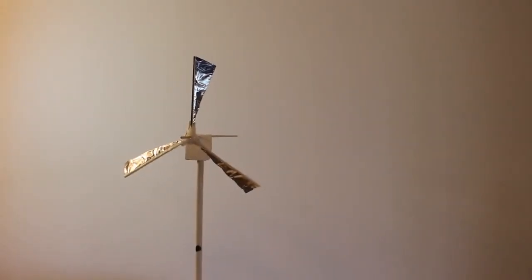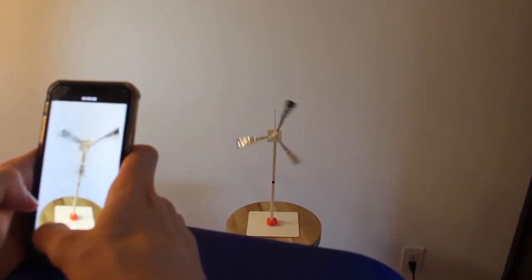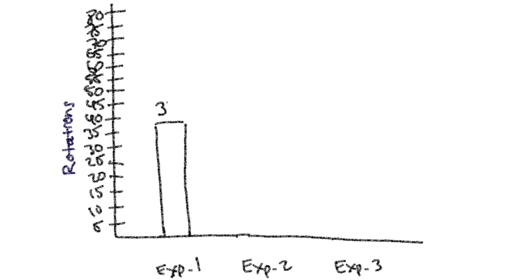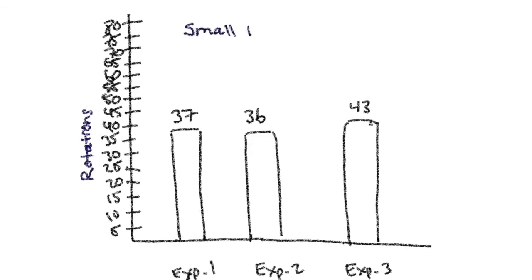Now moving on in our experiment, we swapped out the large blade heads for the smaller blades that we made just earlier. Again, using a video camera just to help us count the number of rotations. Repeating the same 3 tests for the smaller blade lengths, we came to counts of rotations in 30 seconds. In our first test, we had 37 rotations. Second test had 36, and our third experiment at about 43.